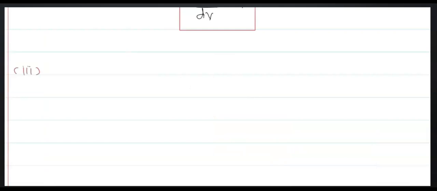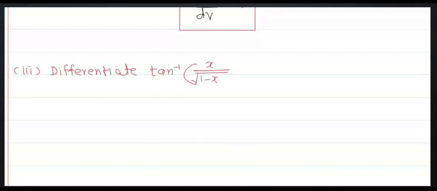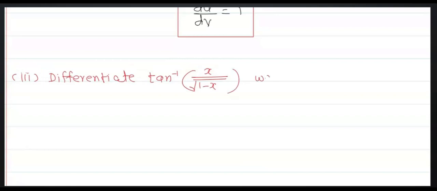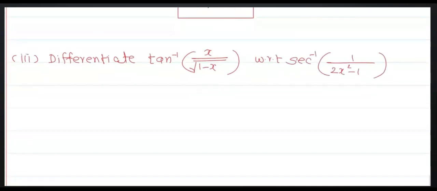Next is differentiate tan inverse of x upon root of 1 minus x square with respect to sec inverse of 2x square minus 1. That is the tan inverse of x upon root of 1 minus x square. This is x square.